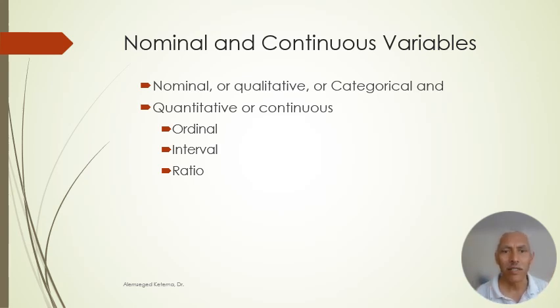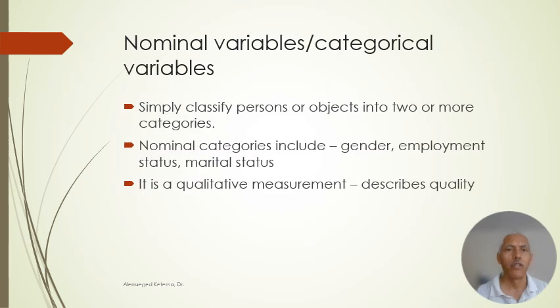The quantitative or continuous variables are categorized as these ones here. They can be ordinal, interval, and ratio, so three different ones of them. Now, what are the nominal variables? The nominal variables, also called categorical variables, simply classify persons or objects into two or more categories.